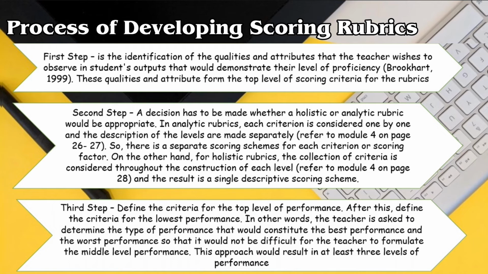And the third step, define the criteria for the top level of performance. After this, define the criteria for the lowest performance. In other words, the teacher is asked to determine the type of performance that would constitute the best performance and the worst performance so that it would not be difficult for the teacher to formulate the middle level performance. This approach would result in at least 3 levels of performance.